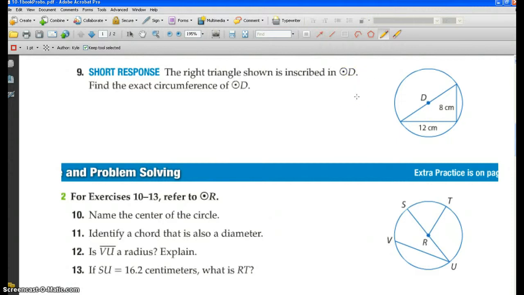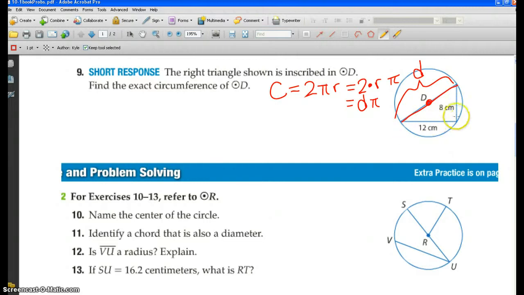On number 9, the right triangle shown is inscribed in circle D. Find the exact circumference of circle D. Alright, so we see that the chord going through the center would be the diameter. If we want to find the circumference, circumference is 2 pi r, and 2 times the radius is the same as the diameter. So we just have to figure out what this diameter is and multiply that by pi to find the circumference.